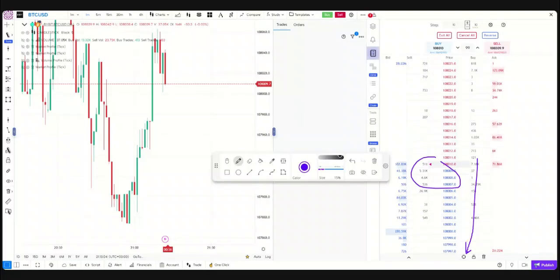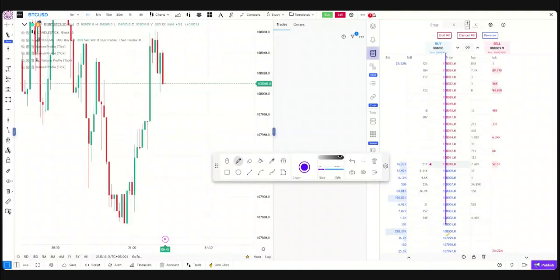So after the sell side there is the price level. The price level is straightforward, it basically shows you the level of the security you are trading. For example, this is BTC/USD.